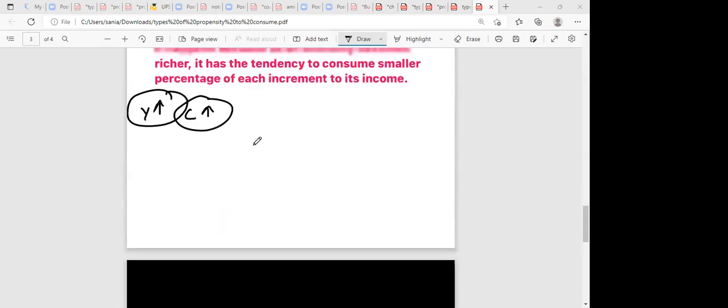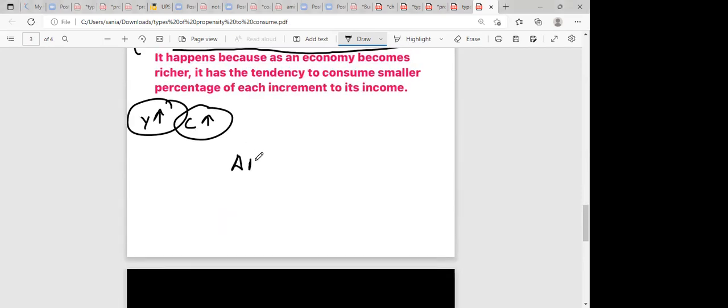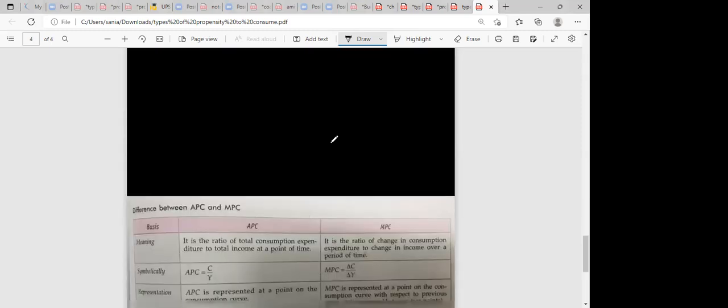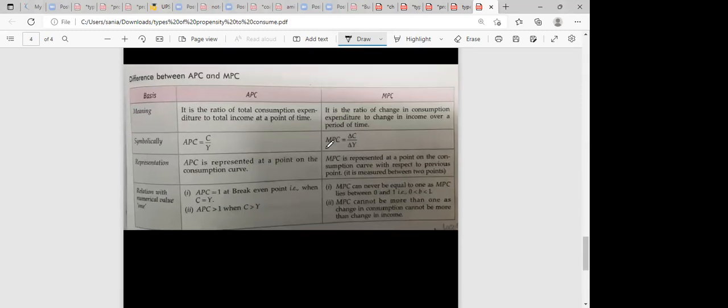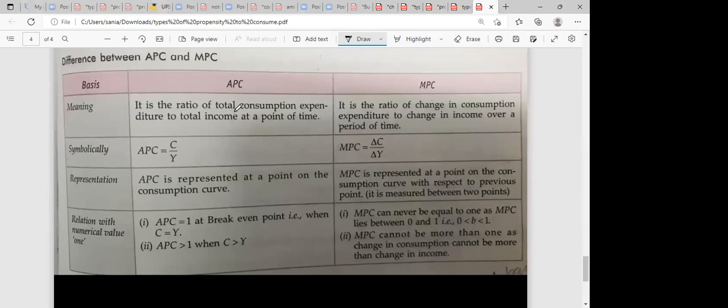Now we have already done APC, right? And the MPC. So we'll just look at the difference. Okay. So this is the difference. First, APC is the ratio of total consumption expenditure to the total income, but your MPC is the ratio of change in consumption expenditure to the change in income. Just remember, this is at a point of time. This is over a period of time.